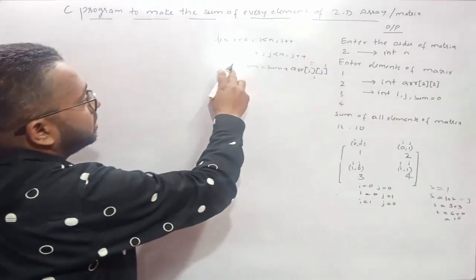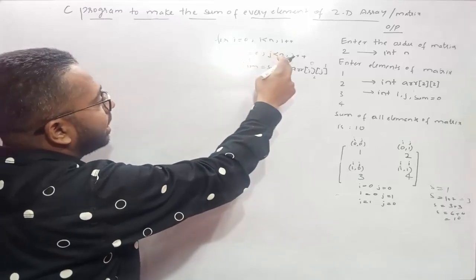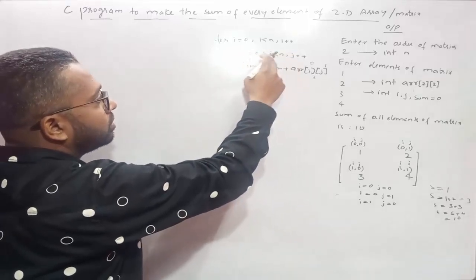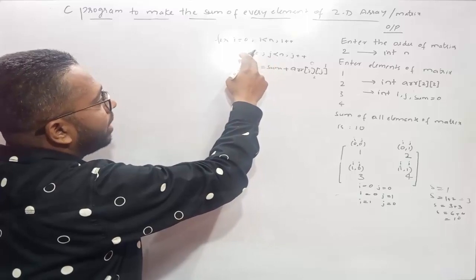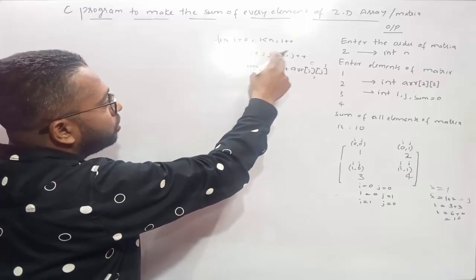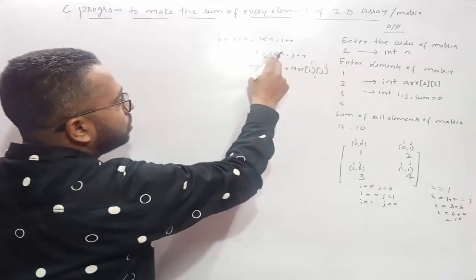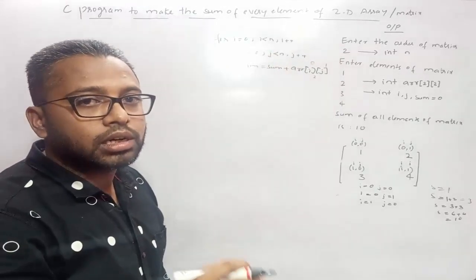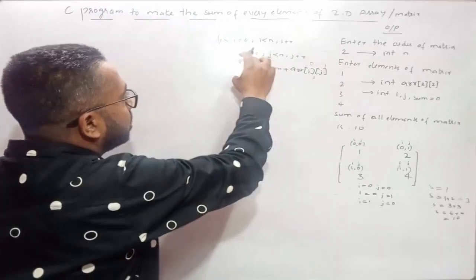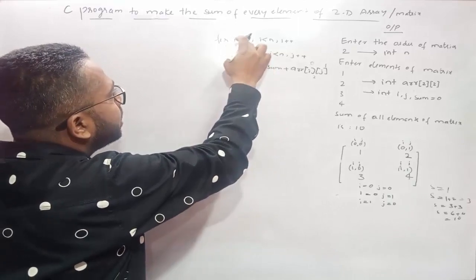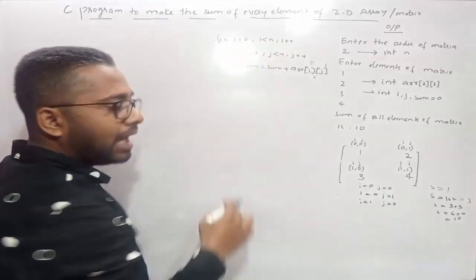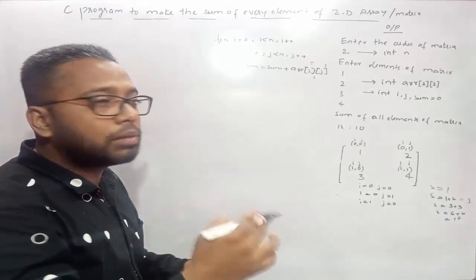Again, next j gets incremented by 1. Now j becomes 2. So for j equals 2, is 2 less than n, where n is 2? Is 2 less than 2? No. Now the condition becomes false. That's why the control will come out of the for loop to increment the value of i. Earlier the i value was 0. Now the i value becomes 1.